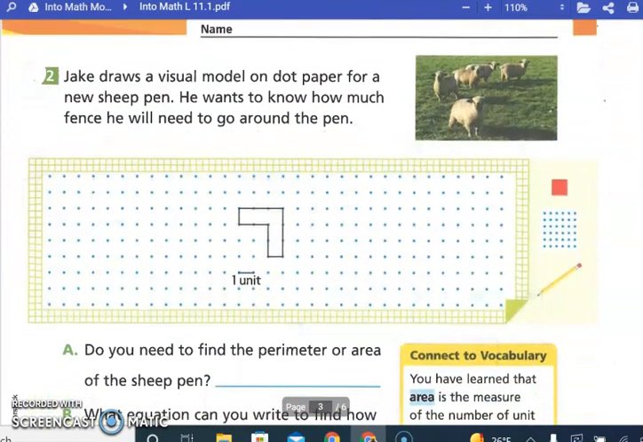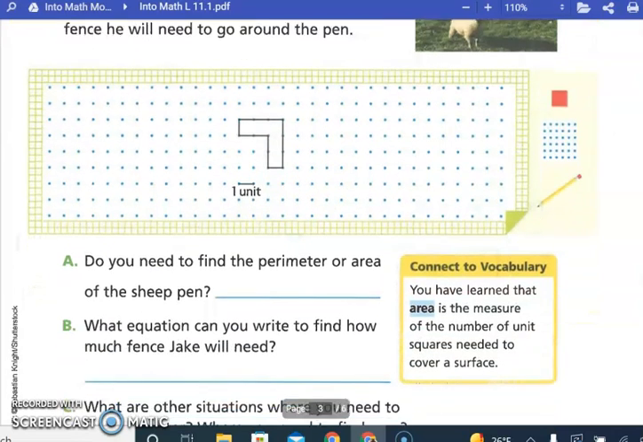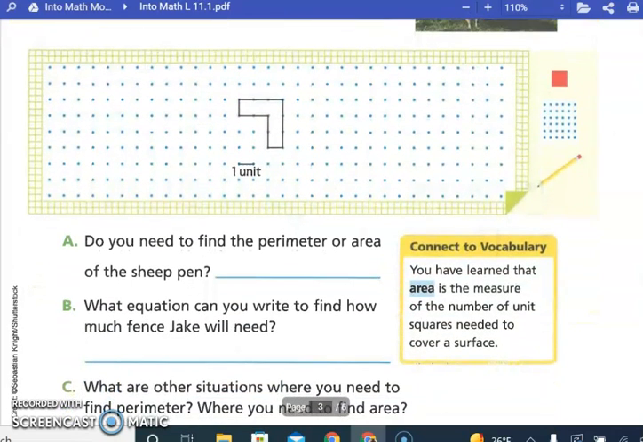Jake draws a visual model on a dot paper for a new sheep pen. He wants to know how much fence he will need to go around the pen. Do you need to find the perimeter or area of the sheep pen? Do we need the perimeter if he wants to know how much fence he needs, or the area, the surface covered?